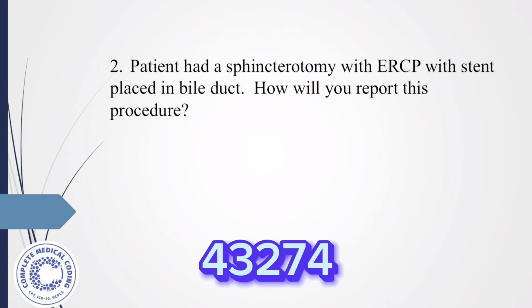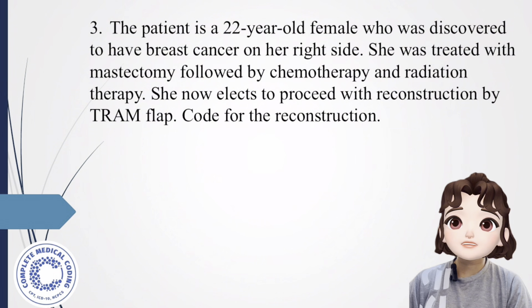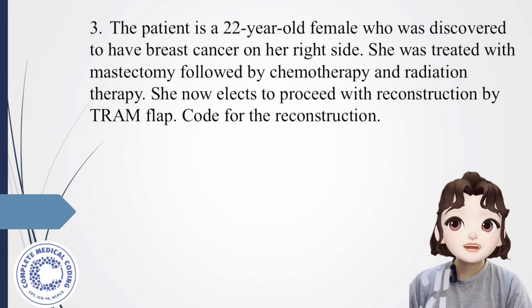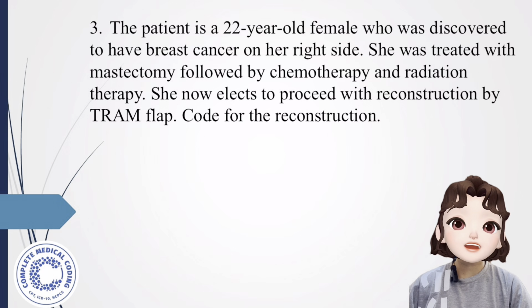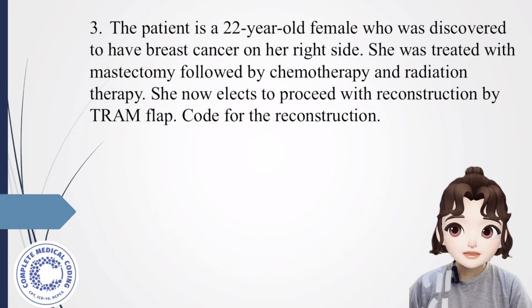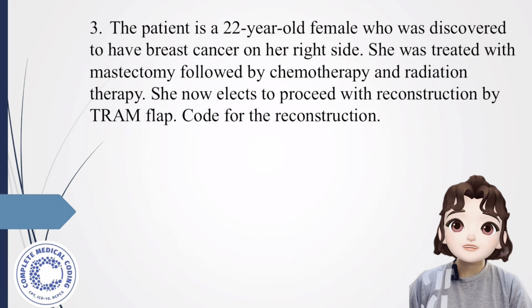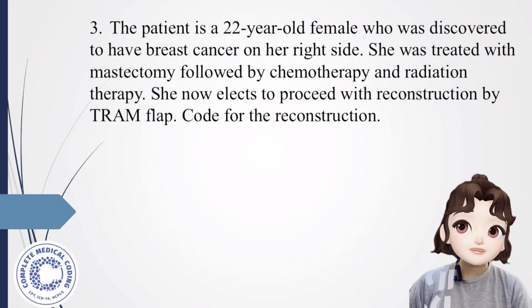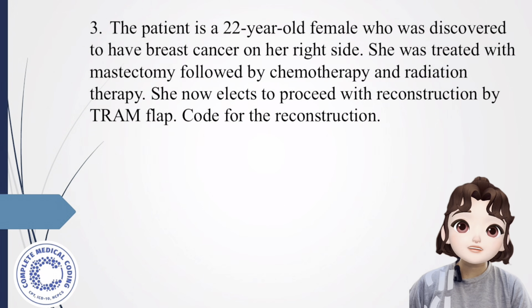Now the third question. The patient is a 22-year-old female who was discovered to have breast cancer on her right side. She was treated with mastectomy followed by chemotherapy and radiation therapy. So this is what has happened before. She now elects to proceed with reconstruction by TRAM flap. Code for the reconstruction. So now the patient is here for reconstruction by TRAM flap, and the question is also that, right? Code for the reconstruction. That's what we need to code.